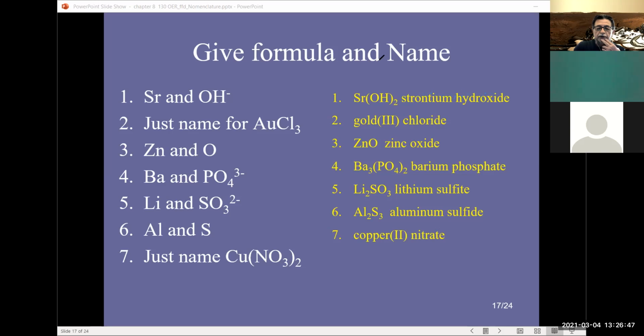Let's go through each one because I thought I had them separated. All right. So AuCl3. Obviously, we're given the formula. We need to write the name. Au, which is gold, is not part of the 16. So that tells you, okay, I need Roman numerals. The question is, well, which one?